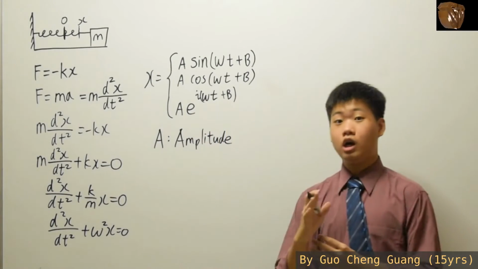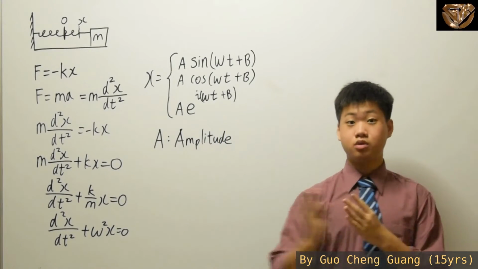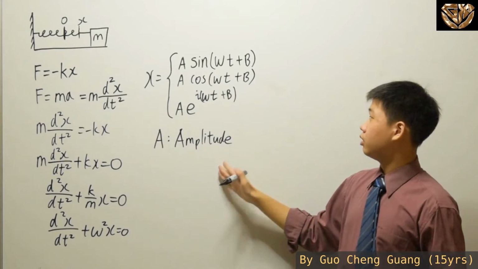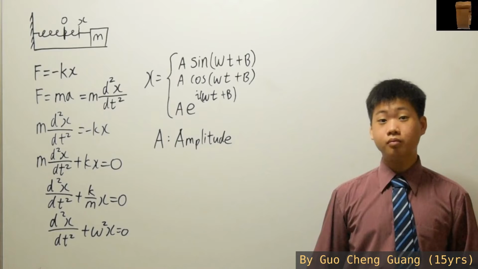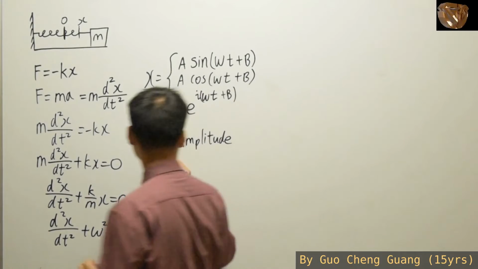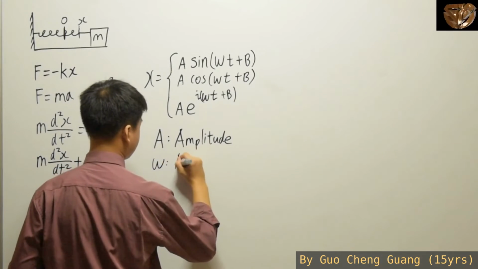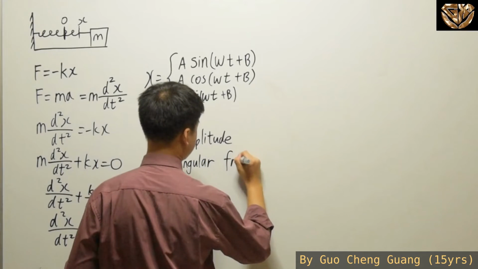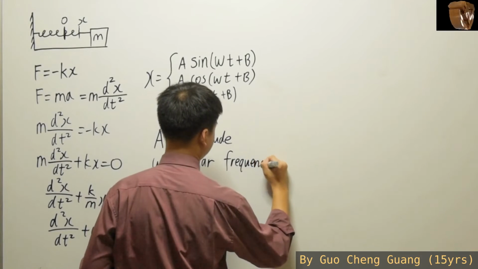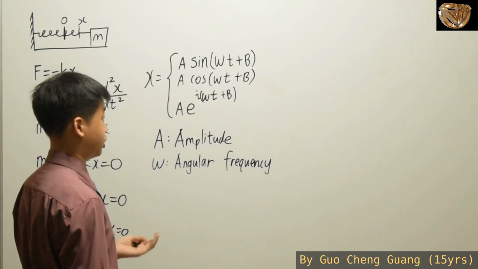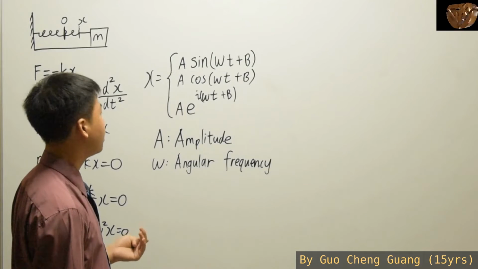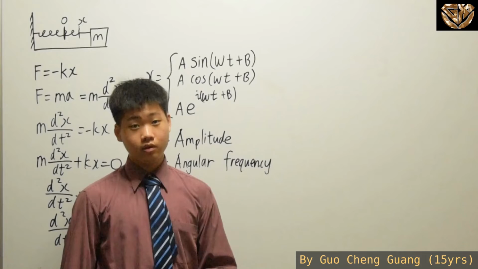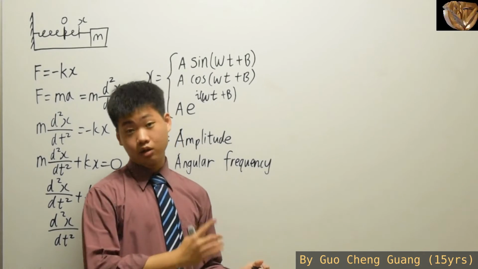So this is just how far it goes, alright? So now that problem is solved, A is your amplitude, and what is omega? Omega here is actually something known as your angular frequency. But what's so special about that angular frequency? Angular frequency is like frequency, but in angles.